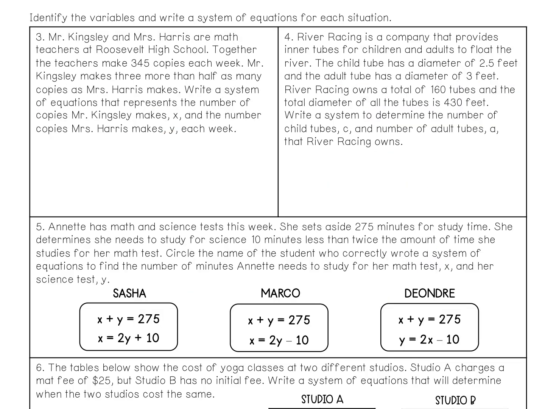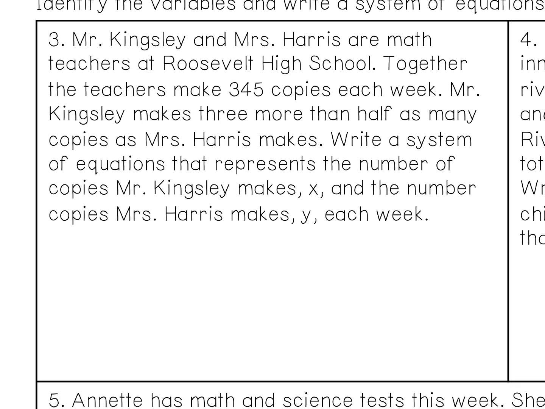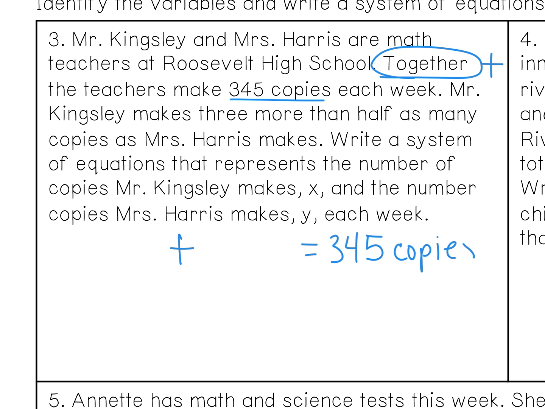On these next two, we're just going to be writing the equation. We're not doing any solving. So Mr. Kingsley and Mrs. Harris are math teachers at Roosevelt High School. Together, okay, together is an addition word. They make 340 copies. So we're going to add something together, and we're going to get 340 copies. So there's one of our constraints, or one of our equals. It says Mr. Kingsley makes, is an equal word.